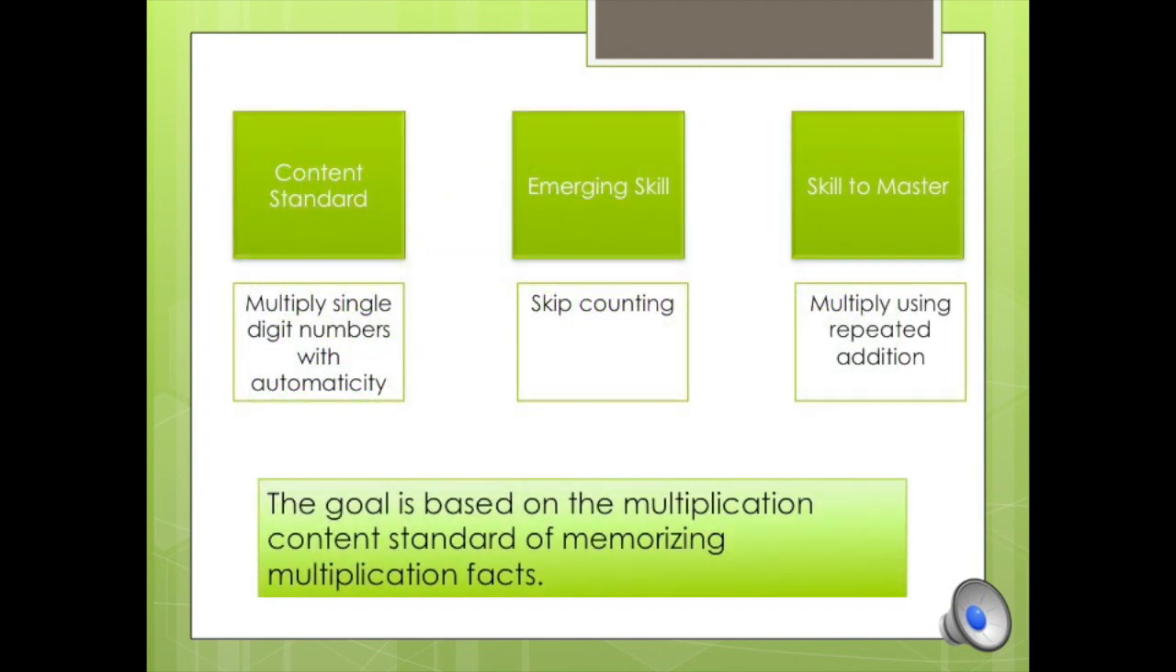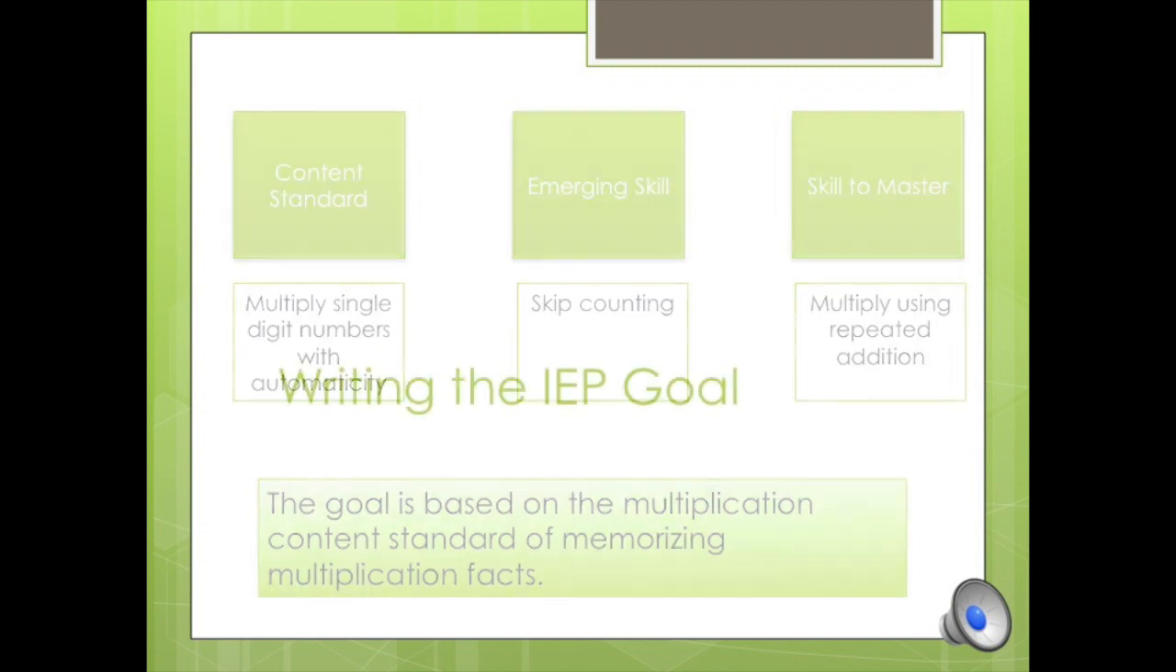Going from left to right here, we have the content standard, multiply single-digit numbers with automaticity. Emerging skill, skip counting. Skill to master, multiply using repeated addition. The goal is based on the multiplication content standard of memorizing multiplication facts.